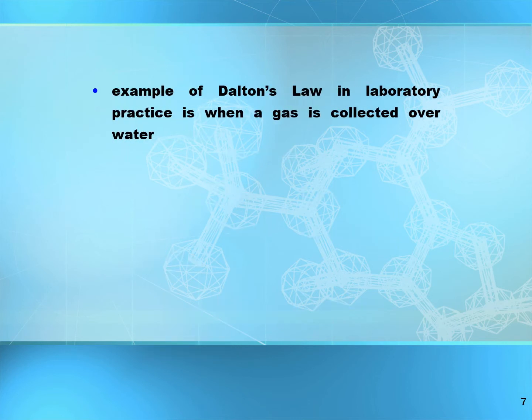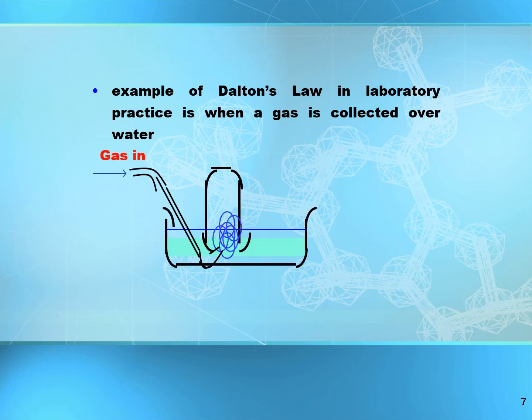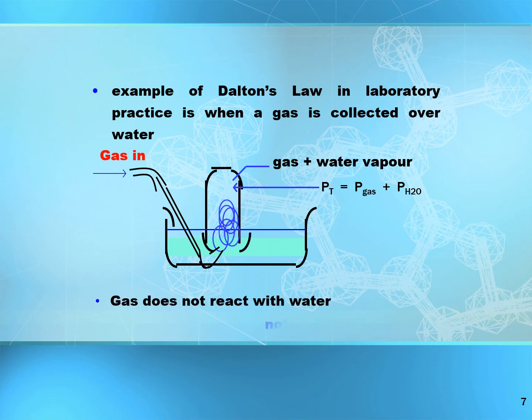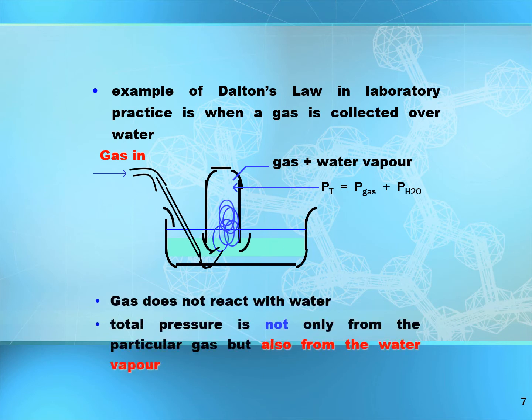Here's an example of Dalton's law in laboratory practice when a gas is collected over water. Bear in mind that the total pressure will equal the partial pressure of the gas plus the pressure of the vapor. The gas does not react with water, and you also have to know that the total pressure is not only from the particular gas but also from the water vapor.